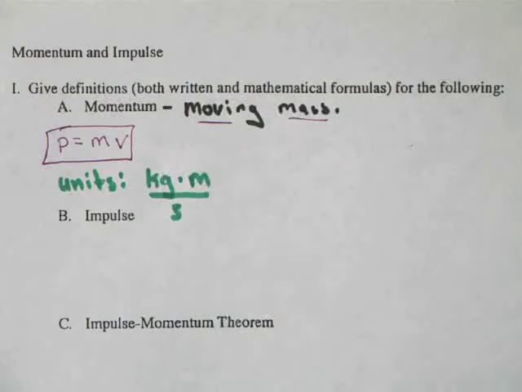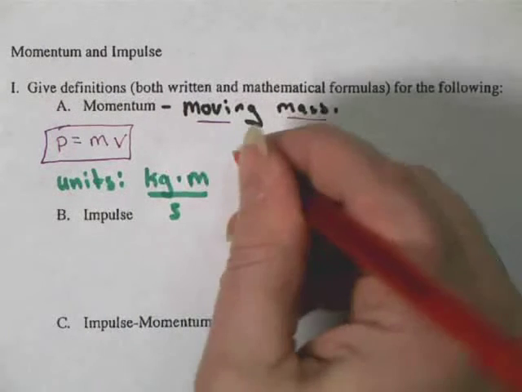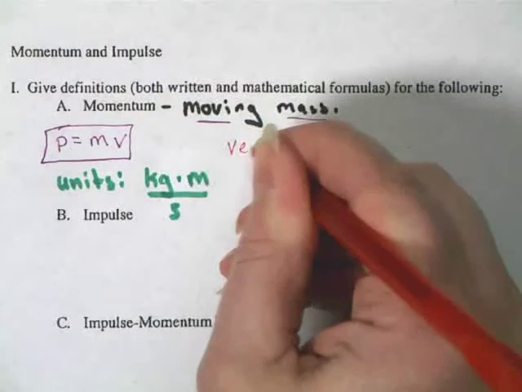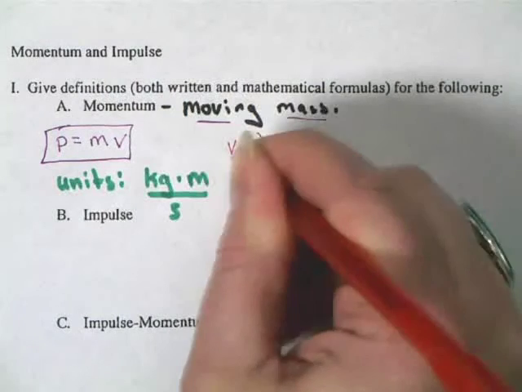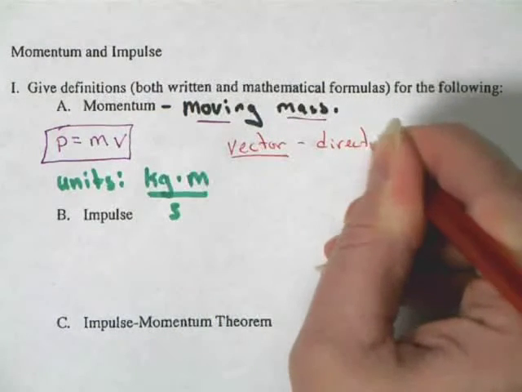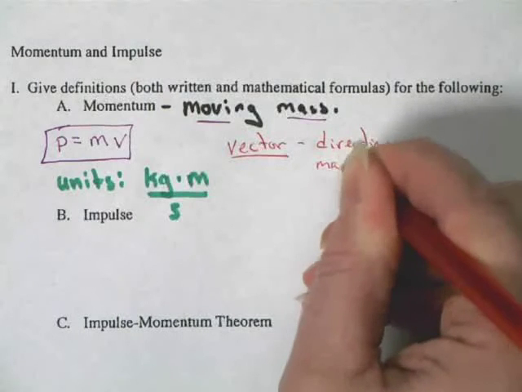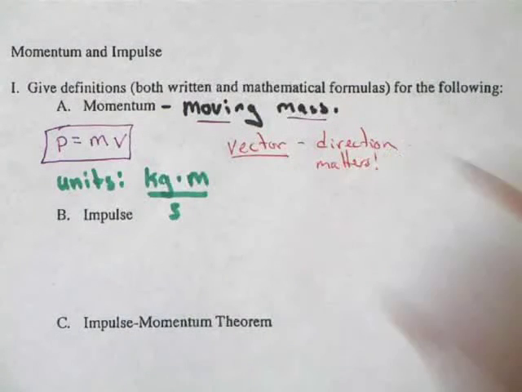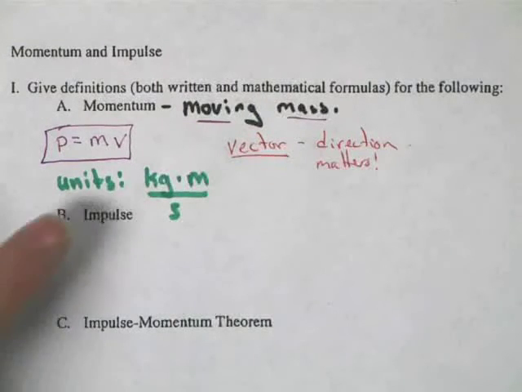Does mass have a direction? No. Does velocity have a direction? Yes. Because velocity has a direction, we say that momentum is a vector quantity. Direction matters. Any questions about that part? That's our first key term today, momentum.